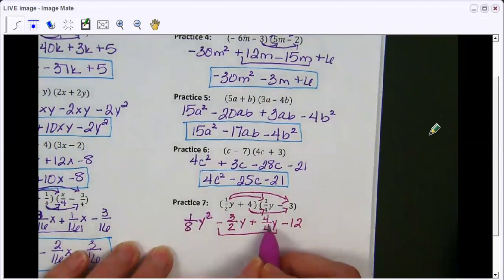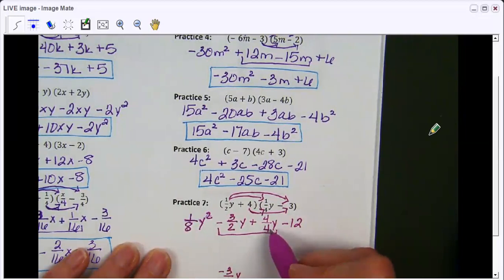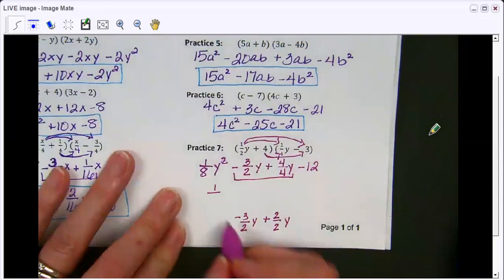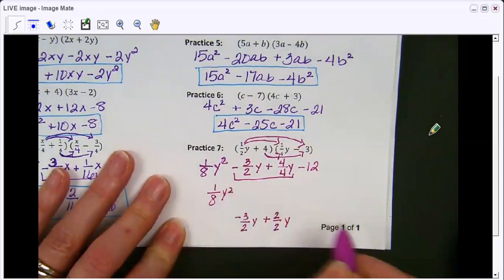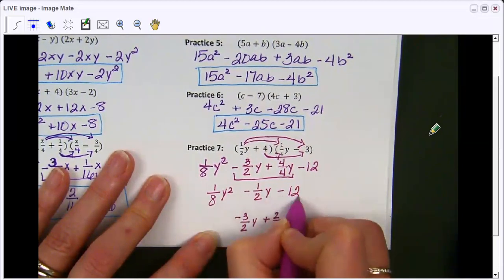So let me show you something. If we have -3/2 y, what could we do to make this denominator a 2? Multiply the top and the bottom by 2. You can really make it 2/2 y, because 4/4 equals 1, and 2/2 also equals 1. And now you have like denominators. So you have 1/8 y squared minus 1/2 y minus 12.